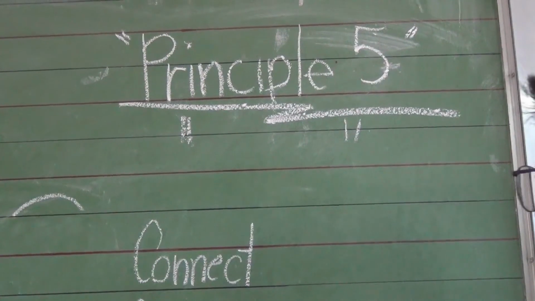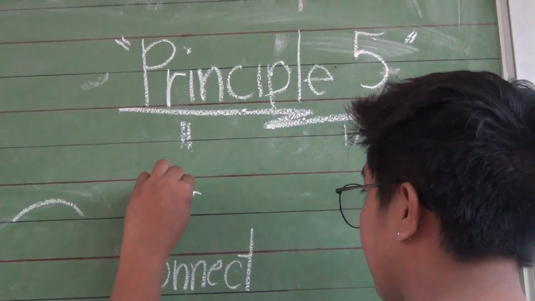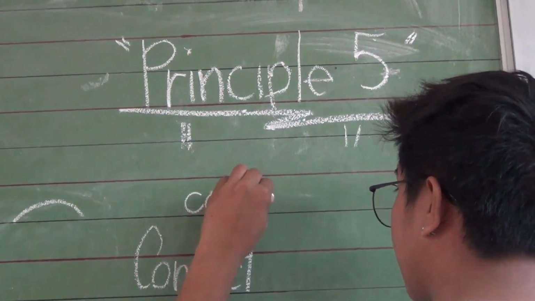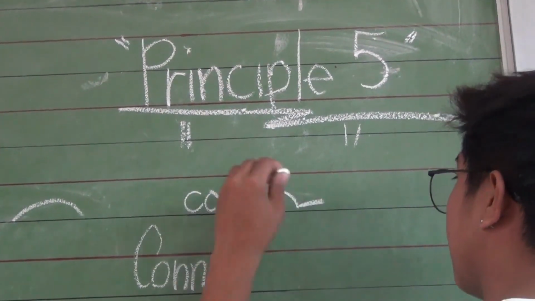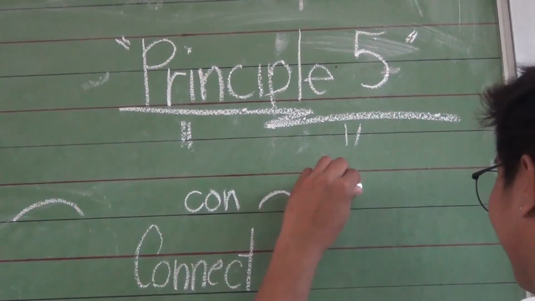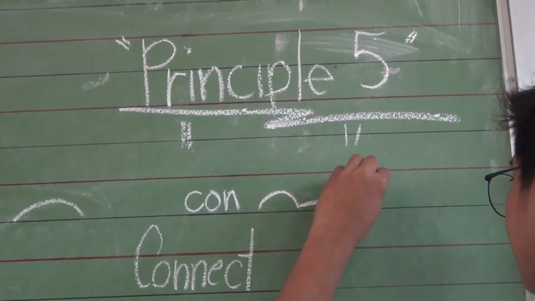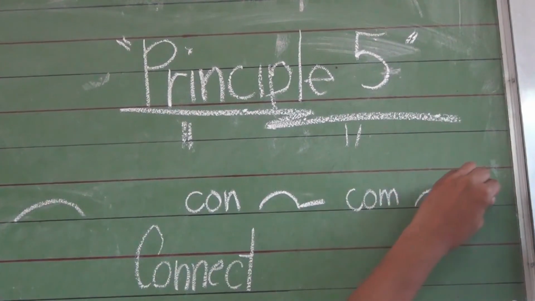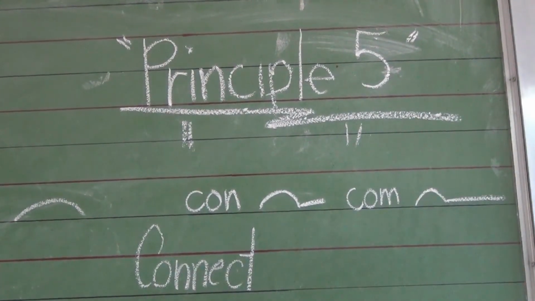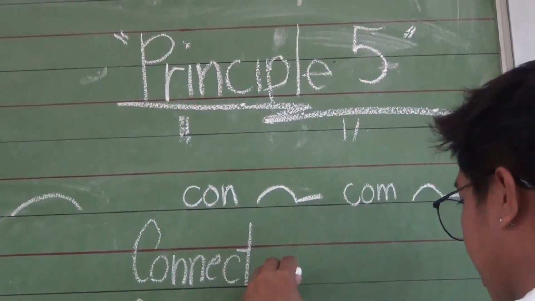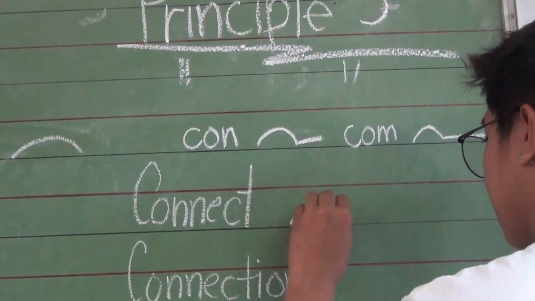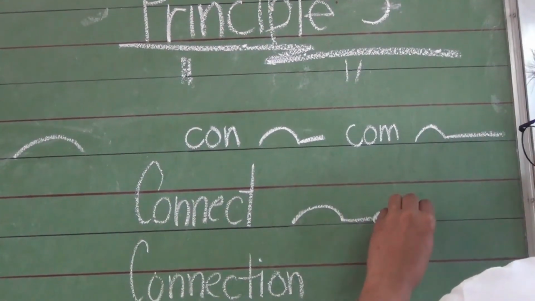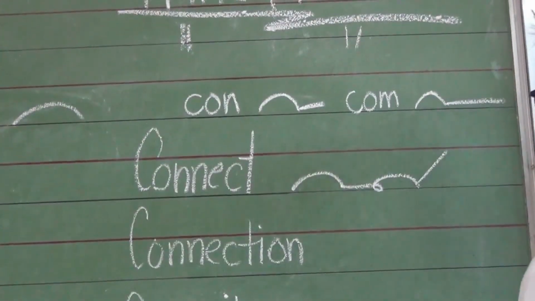Next, we have principle number 5. The con is represented by K and N stroke. Com is represented by K and M stroke. Example, connect. It is represented by K, N, E stroke, K, and T stroke.